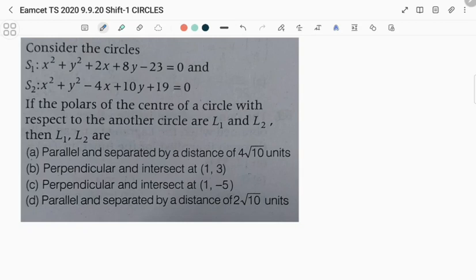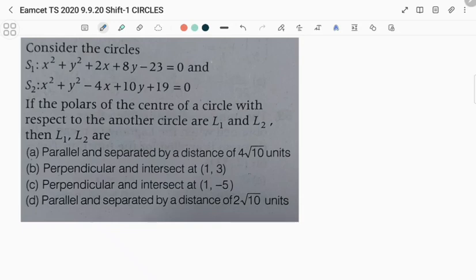If the poles of the center of the circle are with respect to the other circle. So two circles are given to us, students. Now find out the center of the first circle and the center of the second circle. Find the polar of the first circle center with respect to the second circle, and the polar of the second circle center with respect to the first circle. Like this way you can calculate. After getting the polar equations, we decide among the options which option is going to satisfy.